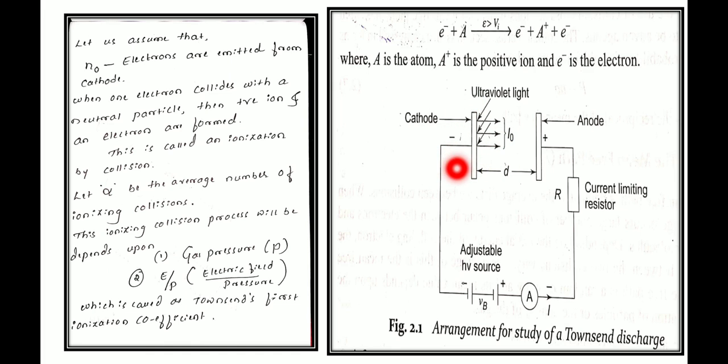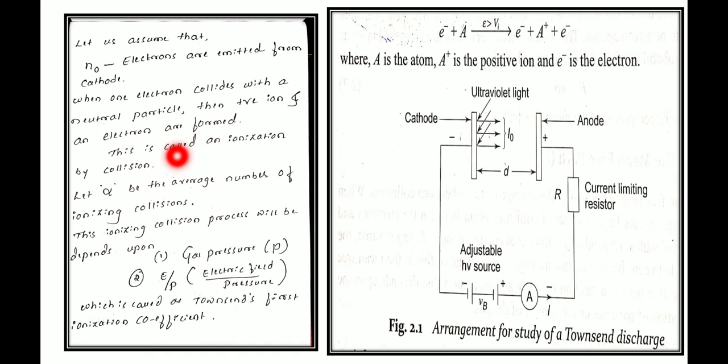Okay. Next thing here. Among these n0 electrons, one electron collides with neutral gaseous molecules or particles. As a result, we get a positive ion as well as electrons, as we already studied in the ionization by collision process. These electrons collide with the neutral gaseous molecules and produce some secondary electrons, and along with them a positive ion is released. Is it right? So this is called the ionization by collision process.